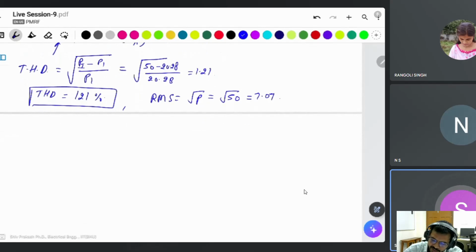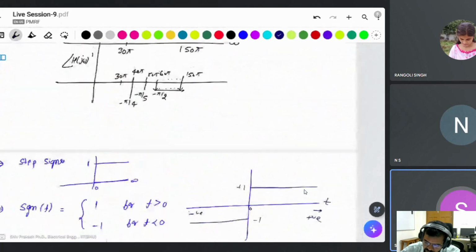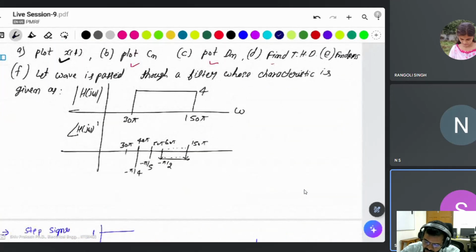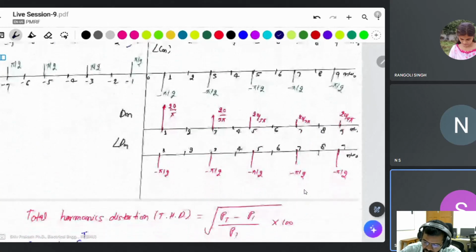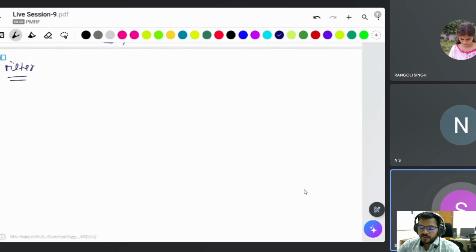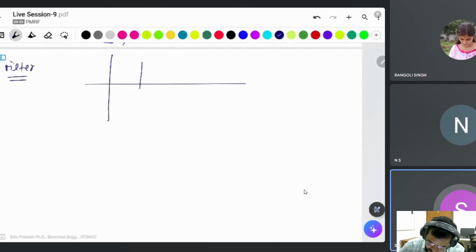Next term is filtering. The filter is given. This one is 30 pi to 150 pi, and the angle is minus pi by 2. And how many orders are passing through this filter? Take the magnitude only for this one.